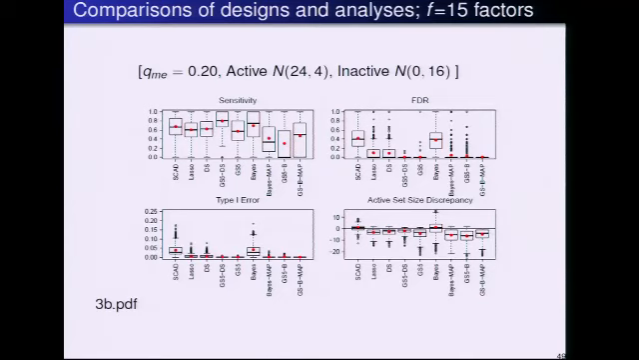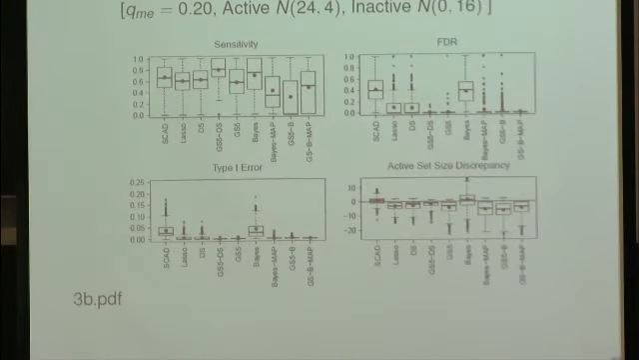And here's an example of one picture, and you probably can't see it way at the back, and I apologize for the 3b.pdf at the bottom, which I couldn't get rid of. Okay, so this is 0.2 of the main effects being active. They're drawn from this distribution here. The interactions are drawn from the same distribution for those that are active. All the inactive effects are drawn from this distribution here. And then we had no idea what was going to happen. And this is just one more or less typical picture.